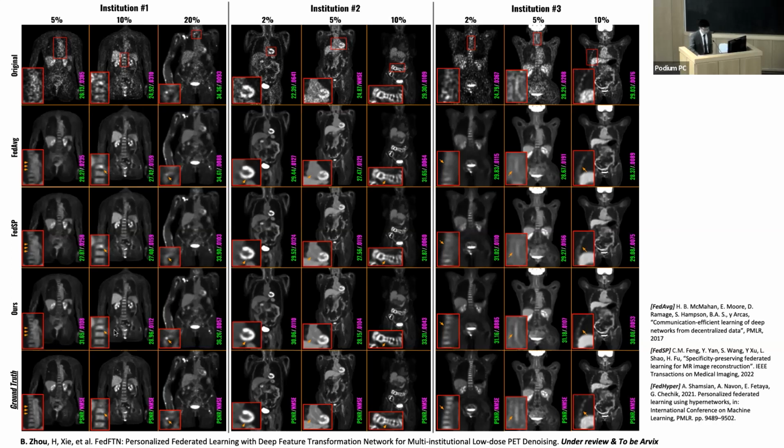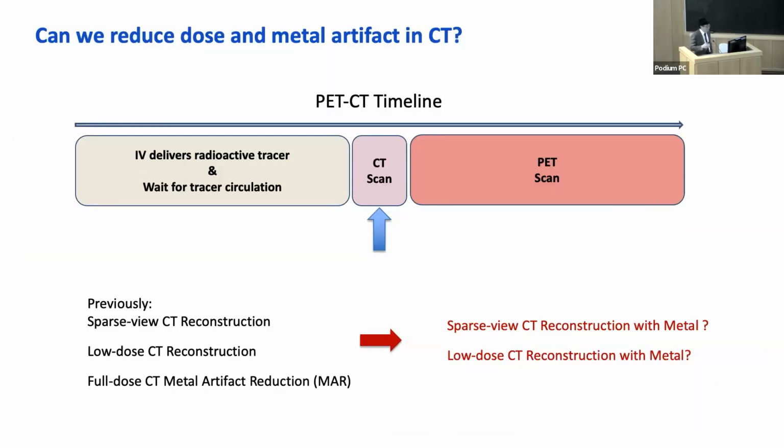So now I would like to switch tracks a little bit to CT imaging. CT is not only really important for PET for attenuation correction, but standalone, it is of great diagnostic value. But dose and metal artifact are 2 major issues in CT. Most of the previous work addressed those as standalone challenges, but never really considered them simultaneously.